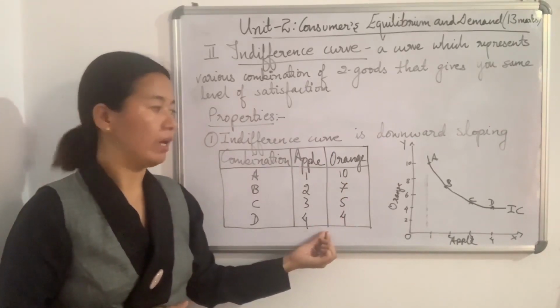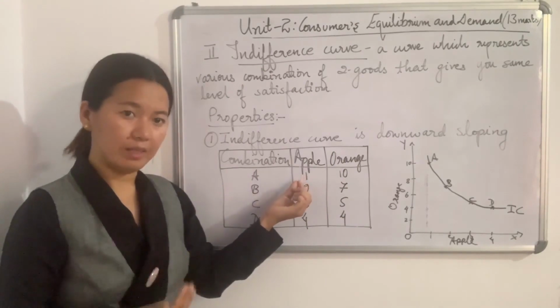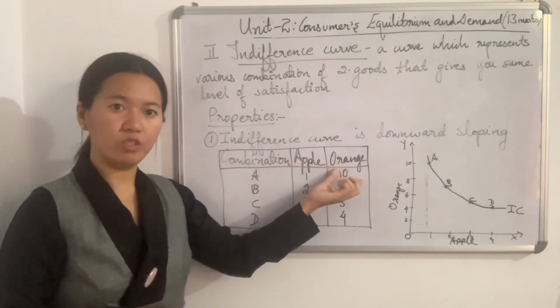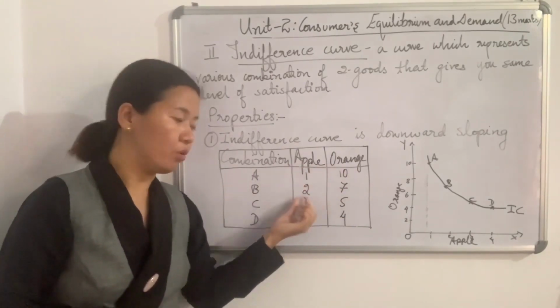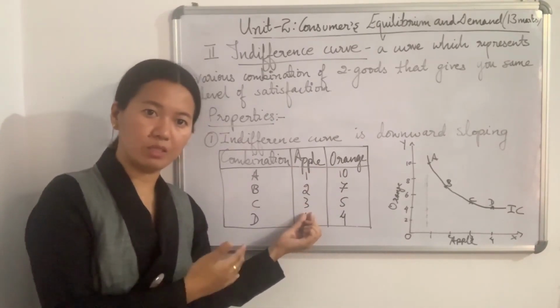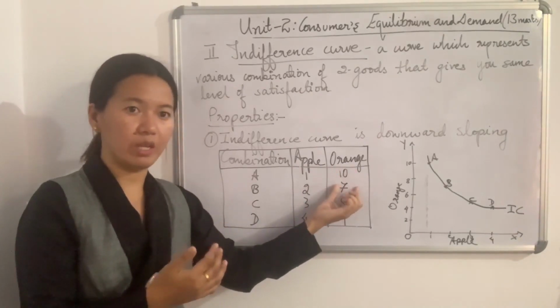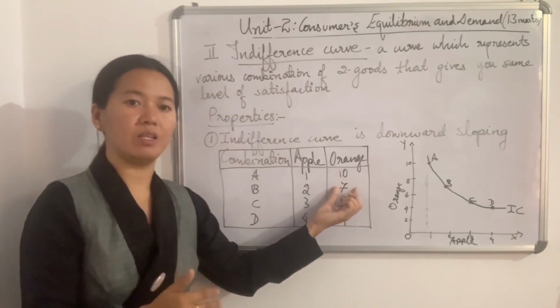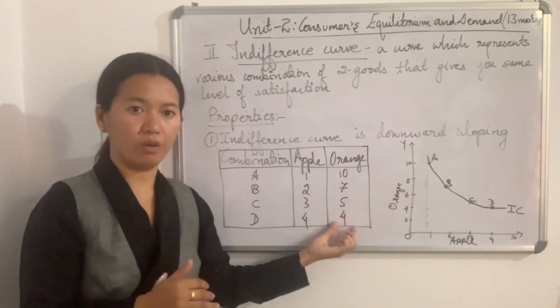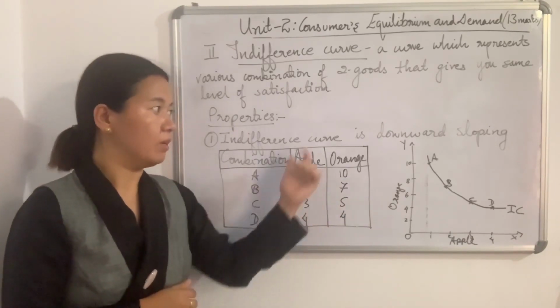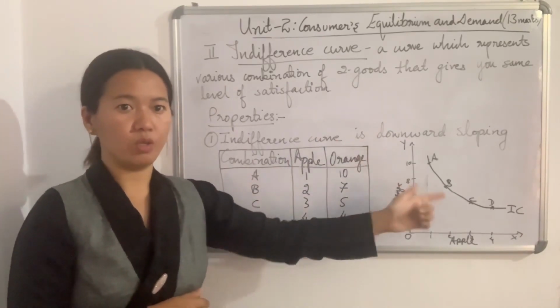Let's take an example of apple and orange. When the consumer consumes more units of apple, it gives him more satisfaction. Therefore, he has to consume less of oranges in order to stay at the same satisfaction level. Therefore, the indifference curve is downward sloping.